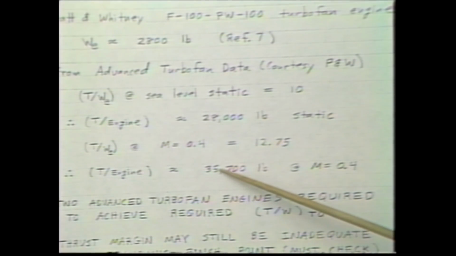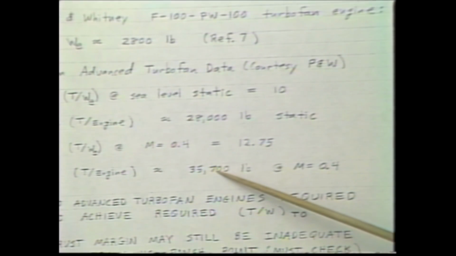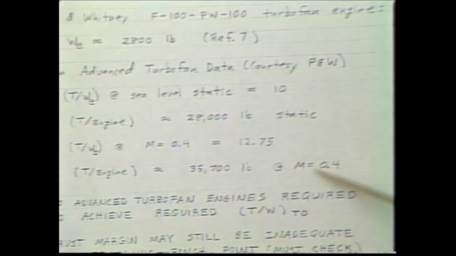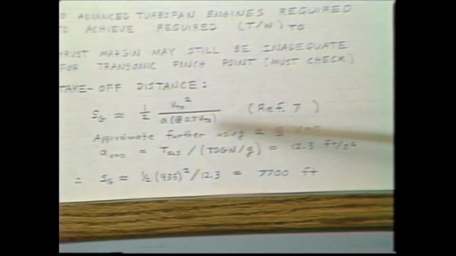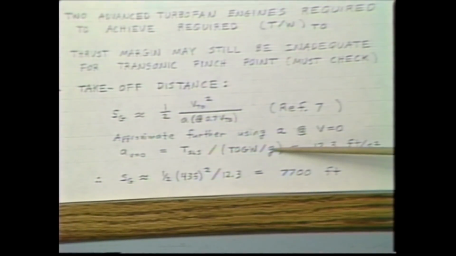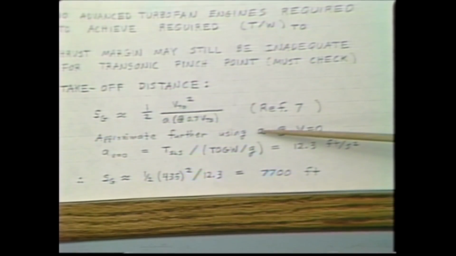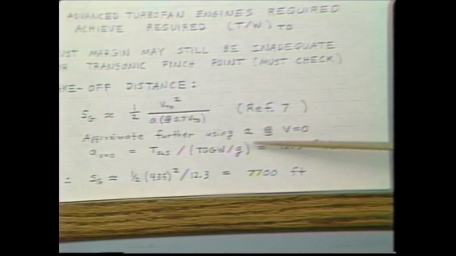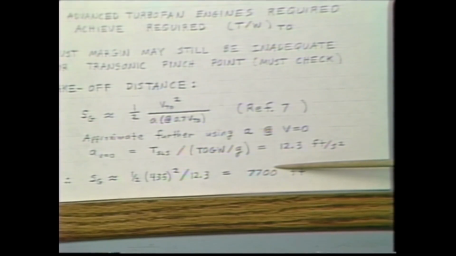producing about 35,700 pounds of thrust at Mach 0.4. The thrust does increase as you increase your speed. And we've already determined that our 275 knots was a takeoff speed. Okay. Just briefly, I don't want to get into it, but I did a very simple Nikolai type calculation of the takeoff roll distance required with that amount of thrust, and it came out to be 7,700 square feet, which is fairly reasonable.